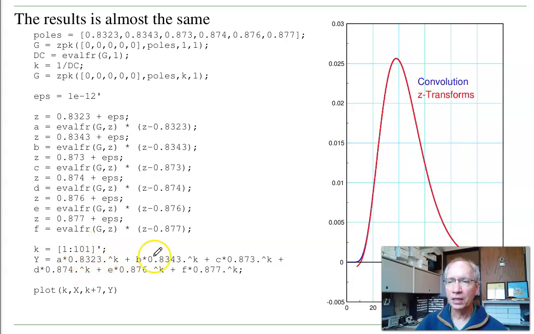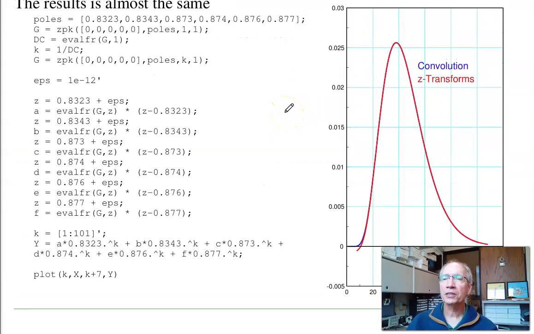When I'm all done, this is y of k. And here's the equation for y of k. If I plot the two together, this is the answer using convolution, and the answer using the z-transform and an equation. The blue line is convolution, the red line is the equation. Basically the same. Not exactly the same because I changed the problem, but close enough that it's really hard to tell the difference. That's an engineering solution.